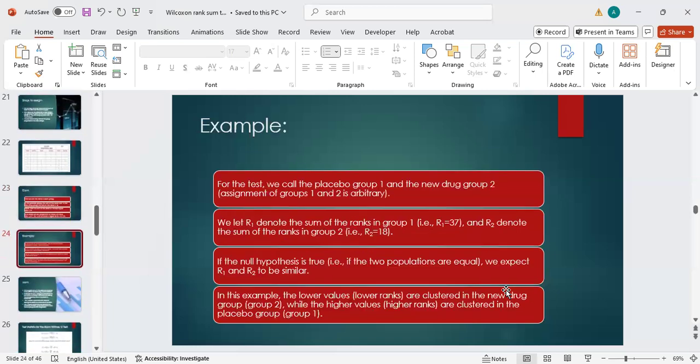For the test, we call the placebo group 1 and the new drug group 2. Assignment of group 1 and 2 is arbitrary.